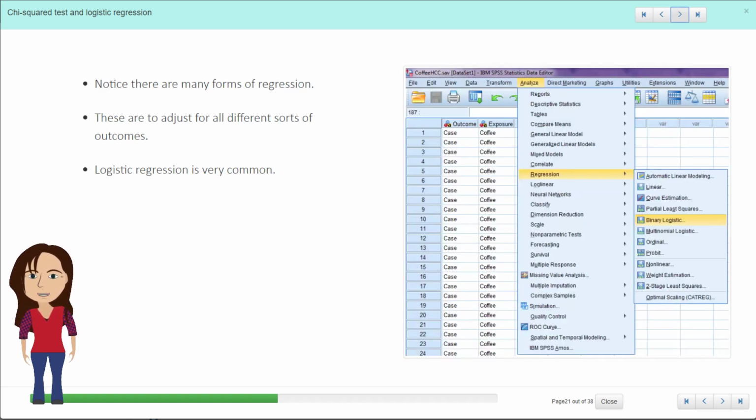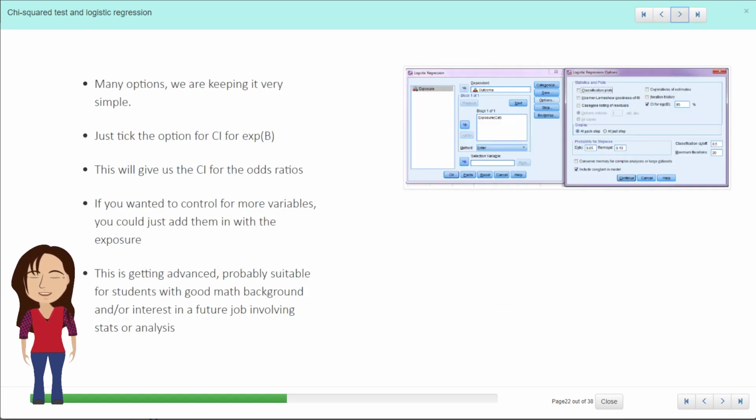If you look at some of the menu items on SPSS, you'll see there's all sorts of types of regression. We're not covering all of those. We're just looking at binary logistic regression because it is one of the most common techniques used in health data. There are a lot of options. We're going to keep it simple. Usually we'll just be ticking the CI for Exp(B), and that means the confidence interval for the exponential of beta, which is the parameter in the equation. And this will essentially give us the odds ratios out. So you can look out for that Exp(B) in the tables, and that's our odds ratios.